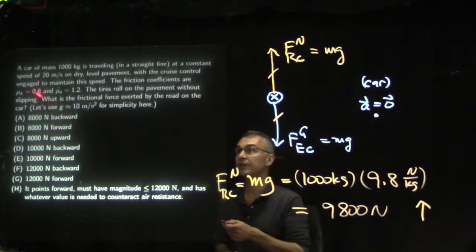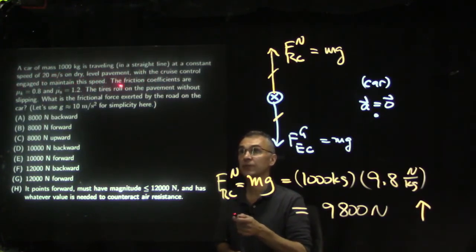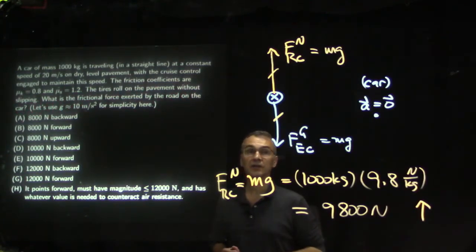Continuing the same scenario: constant speed, dry level pavement, cruise control engaged to maintain this speed. Friction coefficients are mu kinetic 0.8, mu static 1.2. Tires roll on the pavement without slipping. What is the frictional force exerted by the road on the car? Well, the car is moving at constant speed in a straight line, so there's no acceleration. And if we are ignoring air resistance, then we don't need any horizontal force whatsoever on the car. So I think the frictional force is 0.